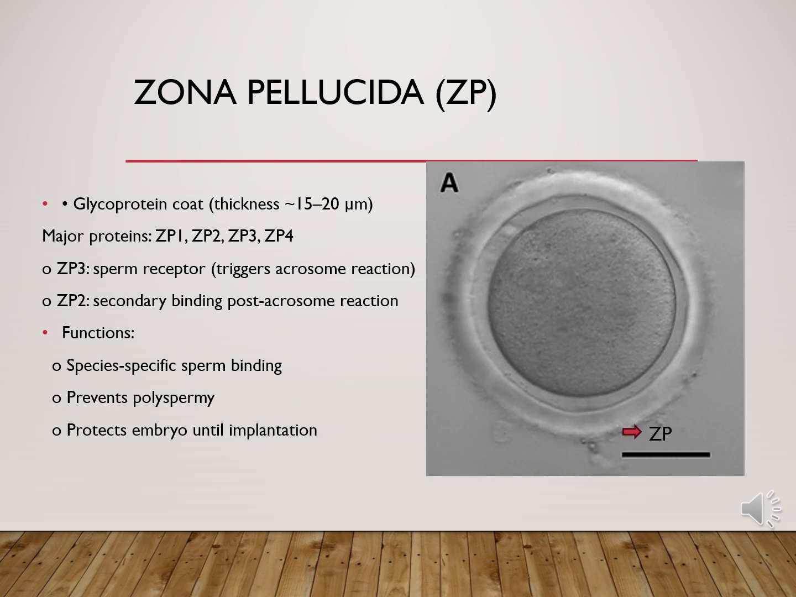It stabilizes sperm-oocyte binding. Functions of the zona are species-specific sperm recognition and binding. It blocks polyspermy and protects the oocyte and embryo until implantation.